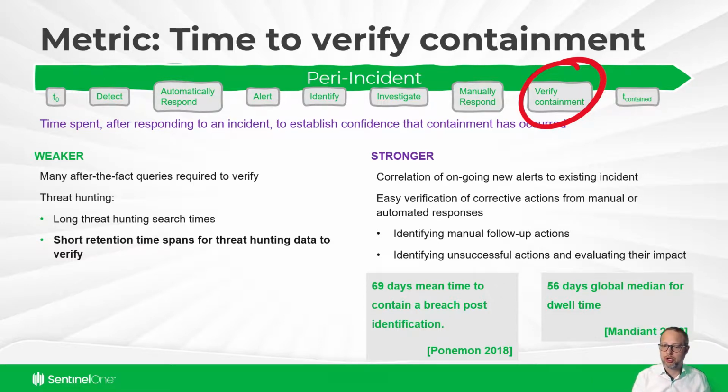And I think we've improved a lot over the past few years with time to containment. EDR technologies have really helped us to become more effective, but still 69 days mean time to contain a breach after identification. So if you add that to the 197 from the beginning, that's really a lot of time. And Mandiant has a slightly different number, 56 versus 69, but you get two numbers that really aren't doing us justice as an industry, and I think we can get better if we optimize every step along the way.